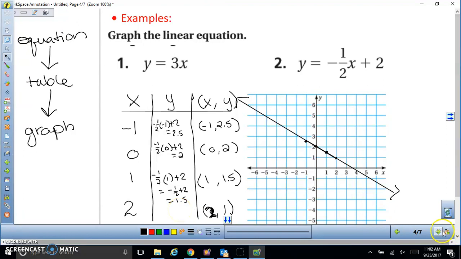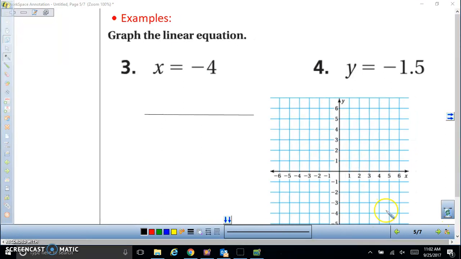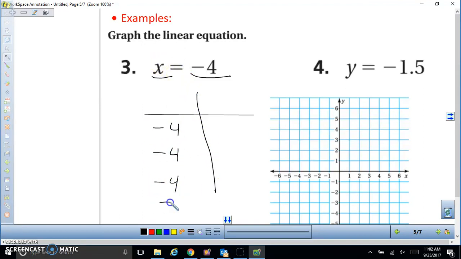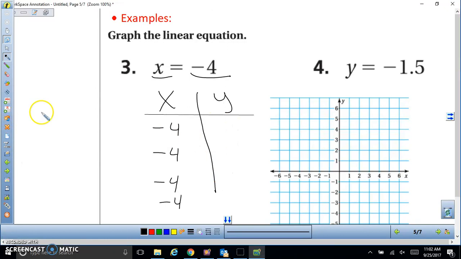All right. I'm going to go through and look at these last 2 examples with you. These are our special examples. We have x equals a number. This is one of those special ones. That means in our table, x is always going to be -4. Always. There's no other option. And then y is going to be everything else.